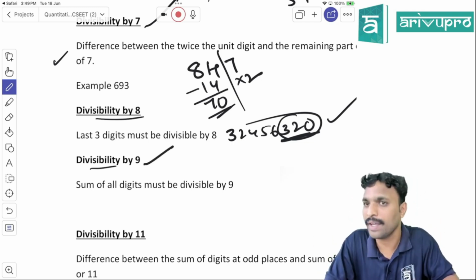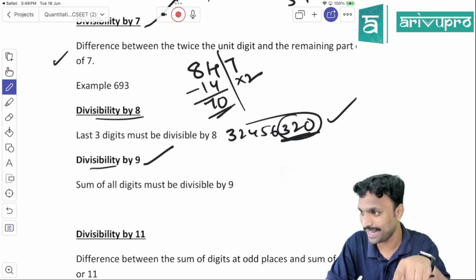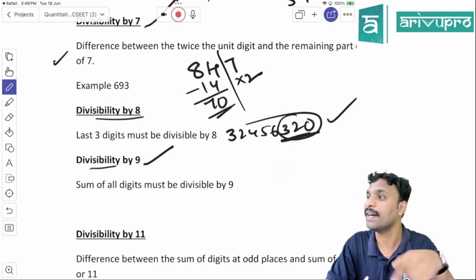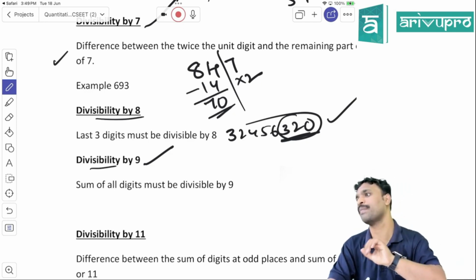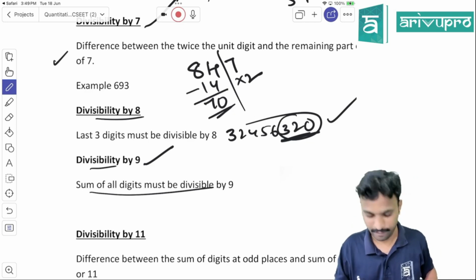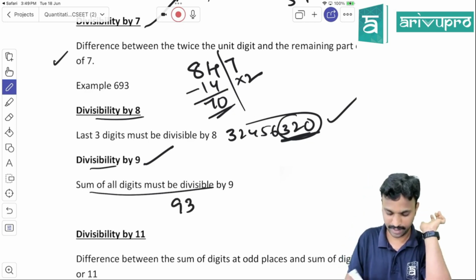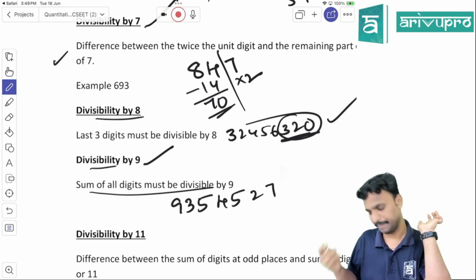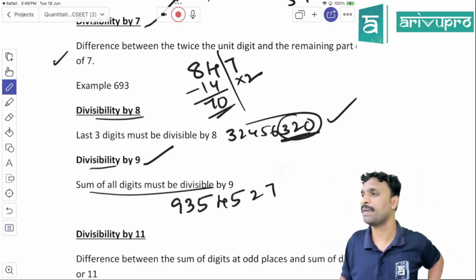For divisibility by 3, you saw the sum of all the digits should be divisible by 3. Here, the sum of all the digits must be divisible by 9. For example, 9354527. Is this number divisible by 9?